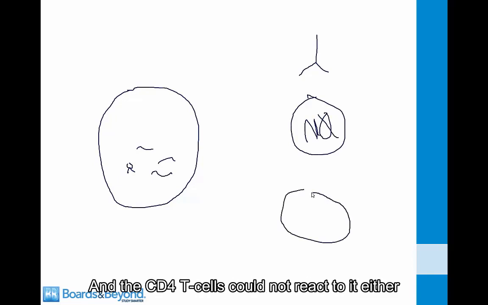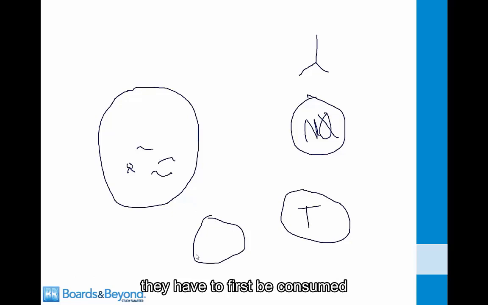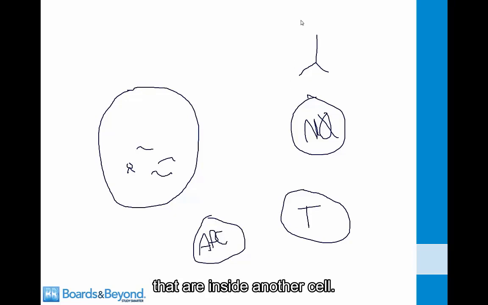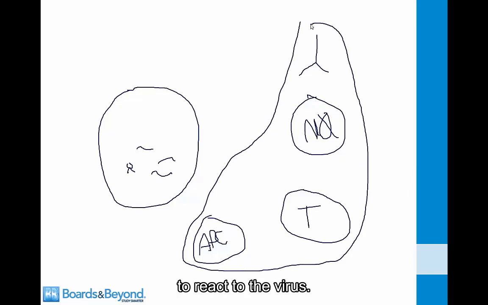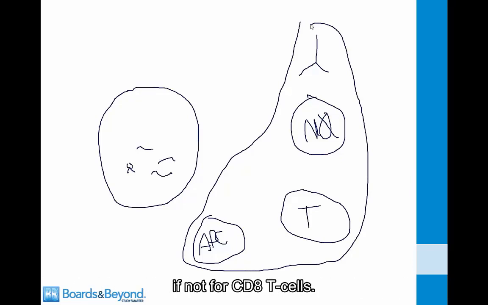And the CD4 T cells could not react to it either because for CD4 T cells to react to these antigens, they have to first be consumed by an antigen-presenting cell, and the antigen-presenting cells cannot consume particles that are inside another cell. So all these elements of the immune system would be unable to react to the virus, and it would replicate unimpeded inside of the cell if not for CD8 T cells.